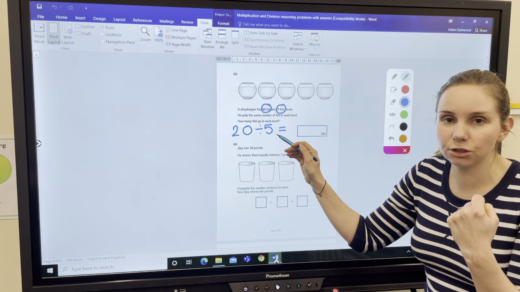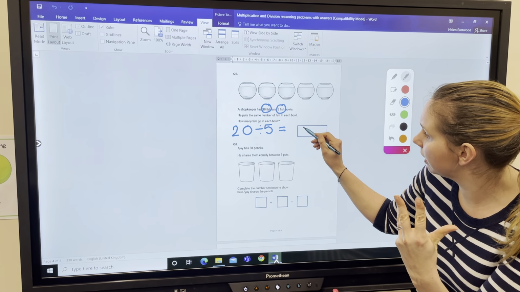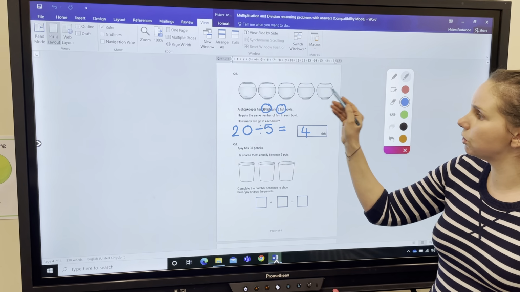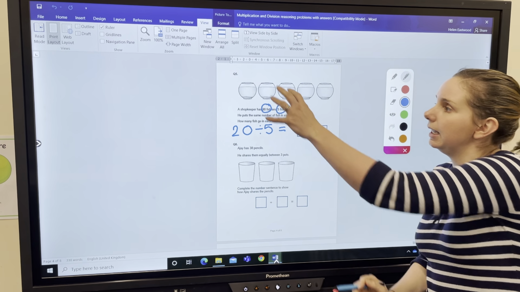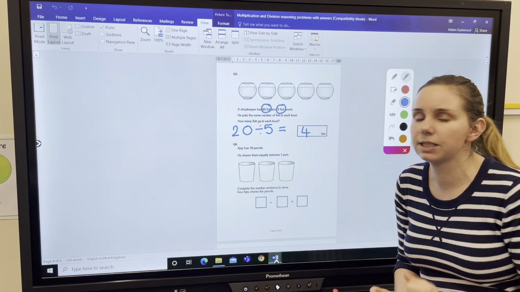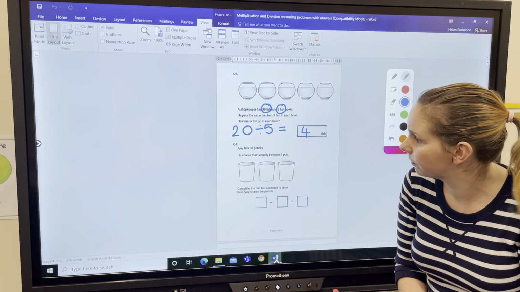5, 10, 15, 20. 4 times I had to count in 5s. He has 4 fish in each one. So if you were drawing out your dots and sharing the 20 into those 5 groups, which is perfectly fine to do, hopefully you could see you had 4 fish.